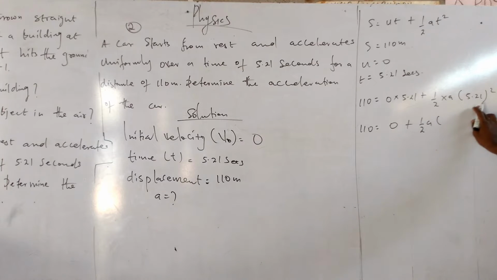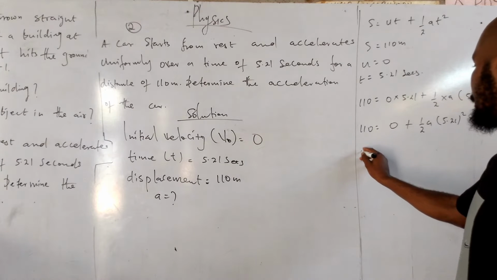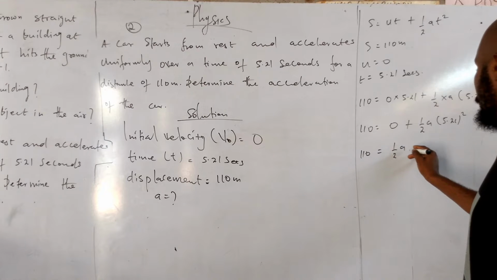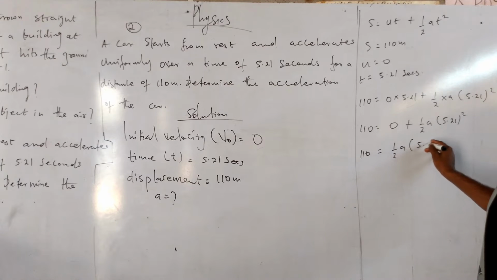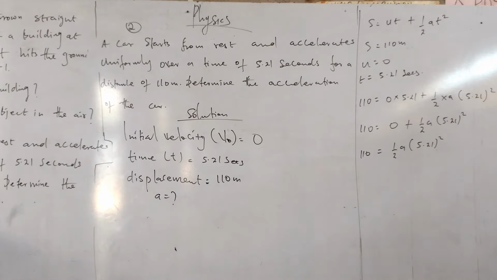So we're going to expand this. We'll have all squared. So 0 plus this will still remain the parameter. So we'll have 1 over 2 a times 5.21 all squared. So we're here. We want to get a.